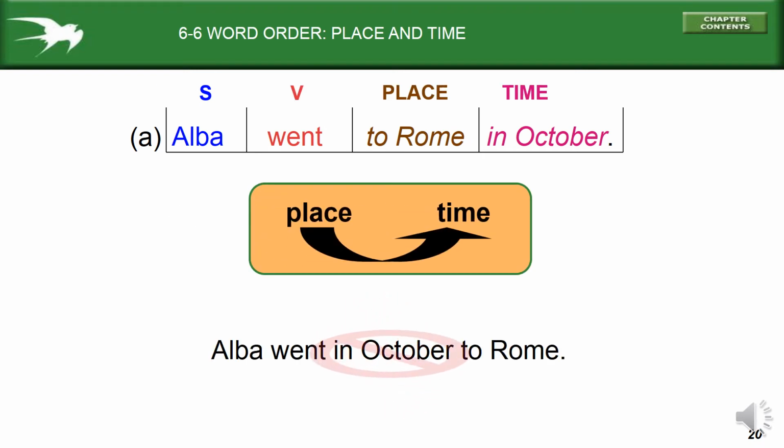Now let's go to chart 6.6. You have to know that there is a word order for any sentence in English. Usually we start with the subject, then we go to the verb, and then we write the place and finally the time, as you can see in A. So Alba went to Rome in October. The place has to precede the time. We cannot say Alba went in October to Rome. This is wrong.